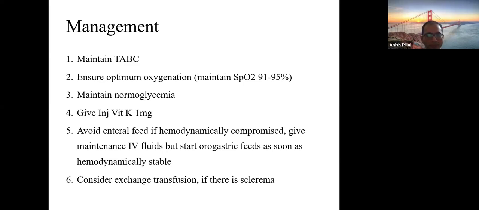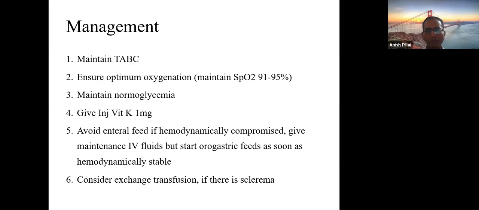Maintain normoglycemia, so ensure that the sugars are fine. You can give vitamin K because that helps in the coagulation parameters. If the baby is hemodynamically compromised, like on inotropes, off color, not looking well, or anuric, then it is better to hold feeds because that is an additional task for the baby.